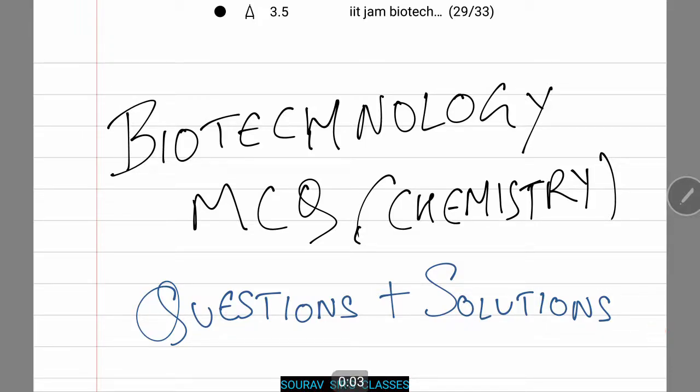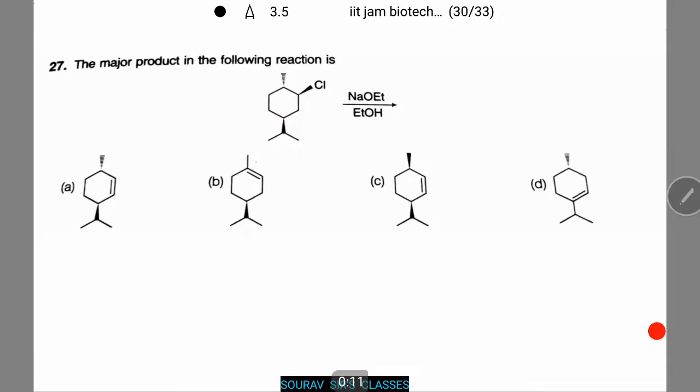Today we are going to be dealing with some MCQ questions on chemistry. Don't worry, we'll teach you how to solve them also. Now we are given an organic compound with chlorine in one of its rings. We need to figure out what happens when we treat that with NaOEt and EtOH. Let's see how to do that.